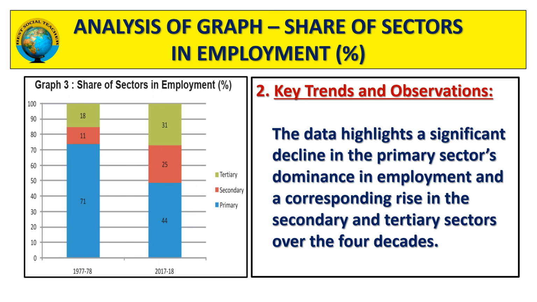In these key trends and observations, while we observe this graph, what are the key trends and observations? You need to write like this. The data highlights a significant decline in the primary sector's dominance in employment and a corresponding rise in the secondary and tertiary sectors over the four decades. This is a time period of 40 years. So in these 40 years, the primary sector's importance in employment is reduced and the secondary and tertiary sectors' influence on employment is increased. These are the major observations in the graph.